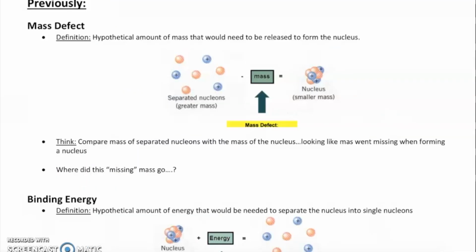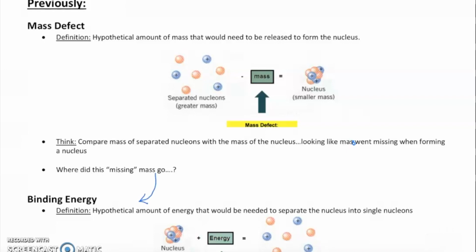So as a reminder of some important definitions that we've learned previously, we have mass defect, the hypothetical amount of mass that would need to be released in order to form the nucleus. You should be thinking about comparing the mass of the separate nucleons, the protons and neutrons, with the mass of the nucleus as a whole when it is formed.